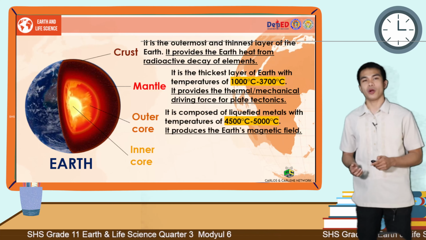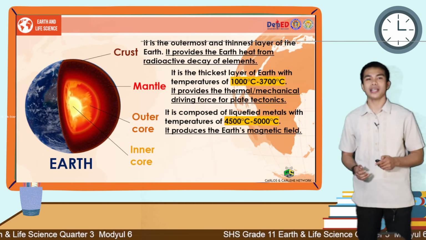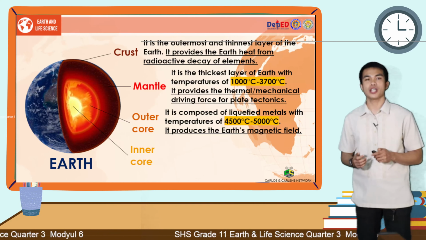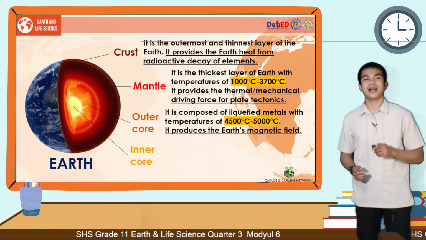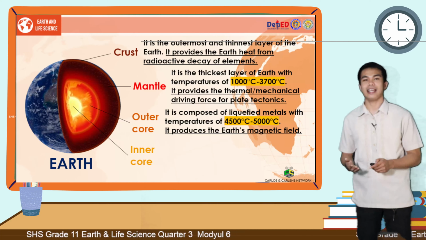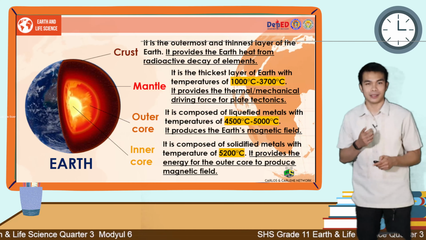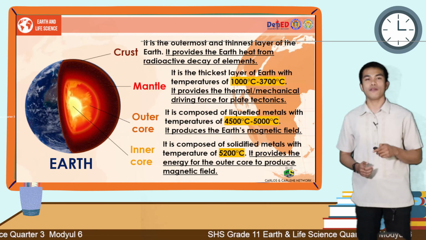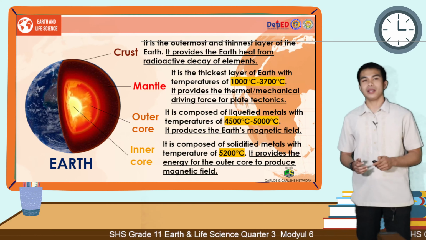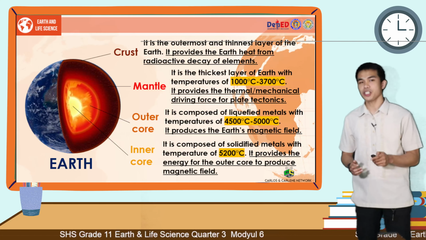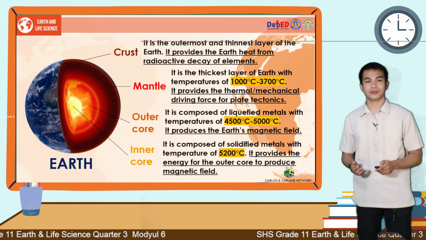The outer core is composed of liquefied metals with temperatures of 4,500 degrees Celsius to 5,000 degrees Celsius. It provides the Earth's magnetic field. And last, the inner core is composed of solidified metals with a temperature of 5,200 degrees Celsius. What does it do? It provides the energy for the outer core to produce the magnetic field.